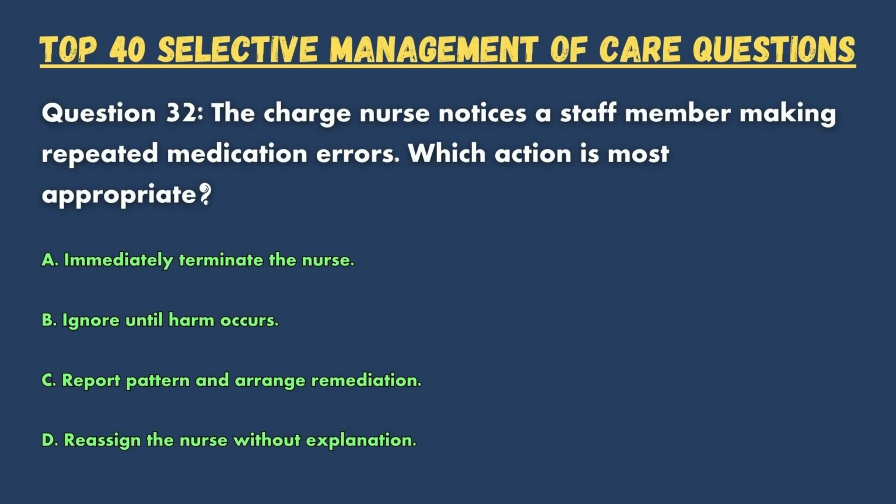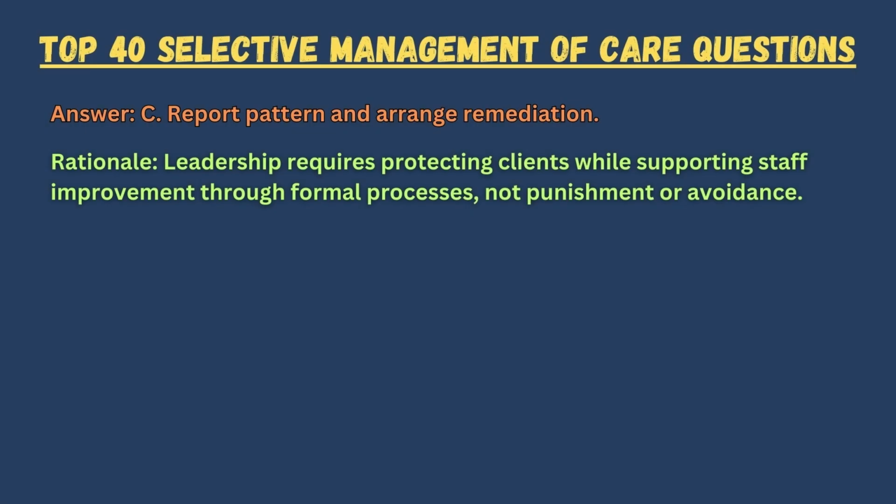Question 32. The charge nurse notices a staff member making repeated medication errors. Which action is most appropriate? A. Immediately terminate the nurse. B. Ignore until harm occurs. C. Report pattern and arrange remediation. D. Reassign the nurse without explanation. Answer: C. Report pattern and arrange remediation. Rationale: leadership requires protecting clients while supporting staff improvement through formal processes, not punishment or avoidance.